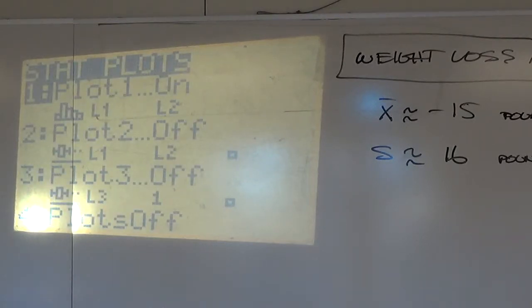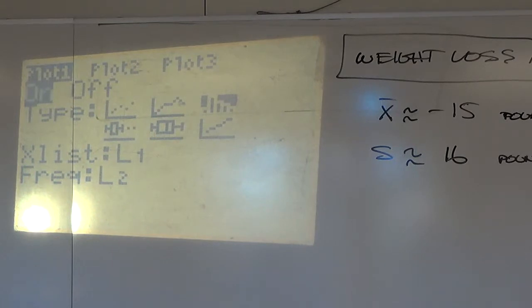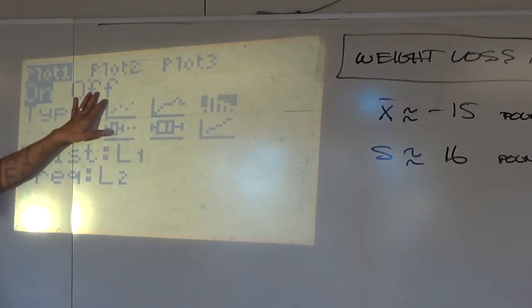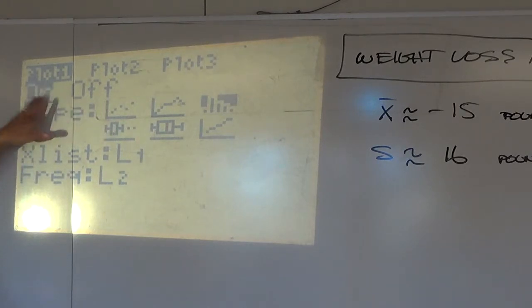So press enter to access plot 1. Or press 1 to access plot 1. Either one, doesn't matter to me. So your screen should look like this, ish. Plot 1, I'm assuming yours is highlighted off. Just press enter to highlight on. Voila! You now have a plot on. The question is, which plot do you have on?